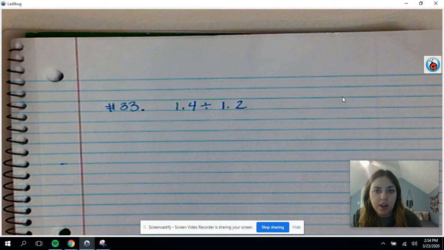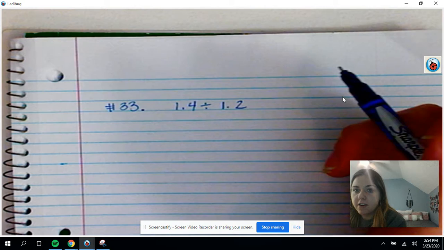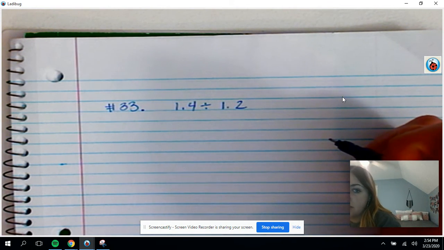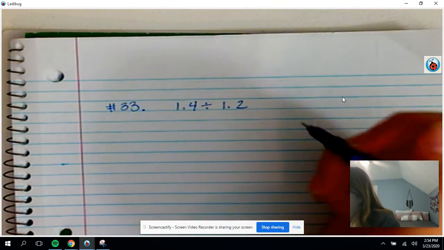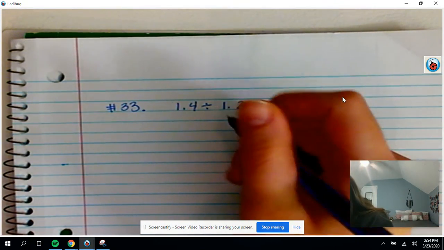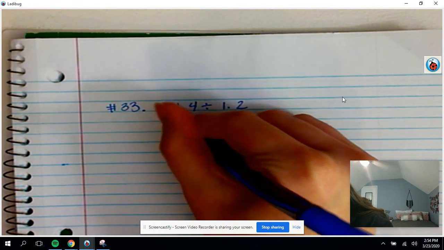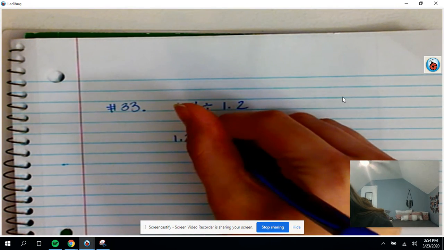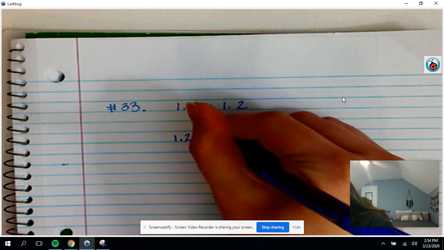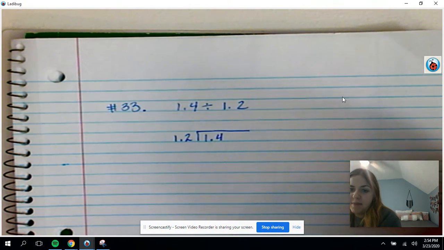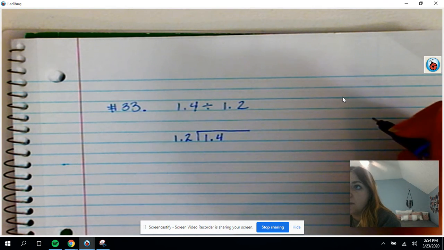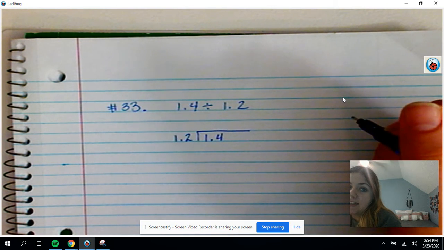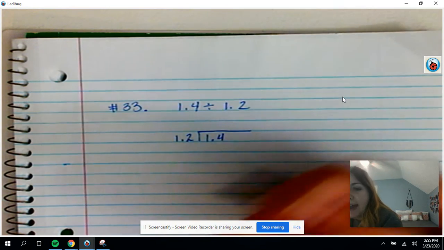Okay, so I've written down number 33 on this sheet, and it says 1.4 divided by 1.2. Whenever you divide decimals, first off, we're going to have to do long division, okay? So this would be 1.4 divided by 1.2. And the first thing you want to do is multiply both of the numbers by 10 so that the decimal is at the back.